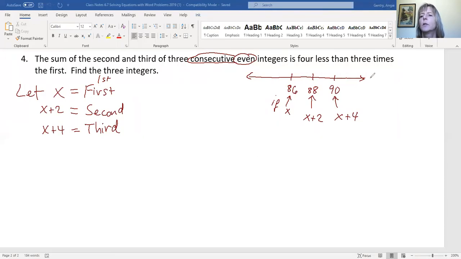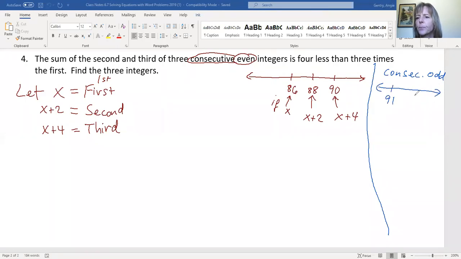Then usually right here, I also like to talk about the consecutive odds because people get really confused. What if I said consecutive odd? And then they look at this and say, oh, okay, so let's say there's a 91. And then the next one, if it's consecutive, meaning one after the other, and it's odd, it'd have to be a 93, and then this guy would have to be a 95. If this is x, what is he in relation to x? He is x plus 2. What is this one? How much bigger than 91 is 95? 4. So I just want you to remember this.